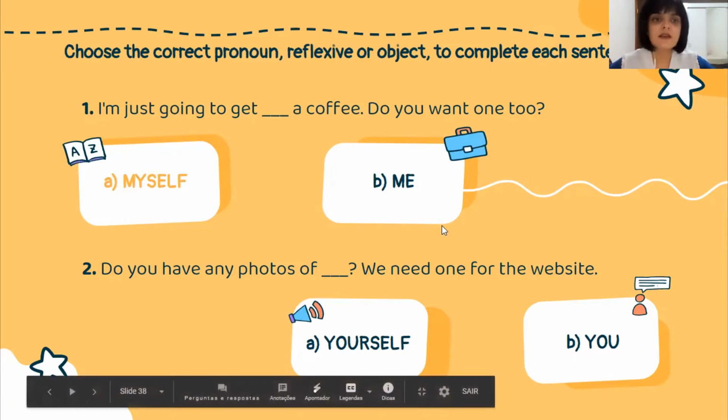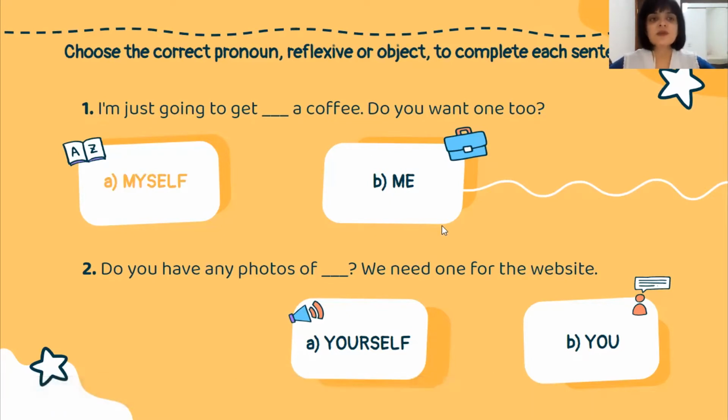Because in this case, the reflexive pronoun is related to the subject. So the subject is I, and the reflexive pronoun myself, okay? So, I'm just going to get myself a coffee. Do you want one too? Eu só tô indo buscar um café para mim. Você gostaria de um também?